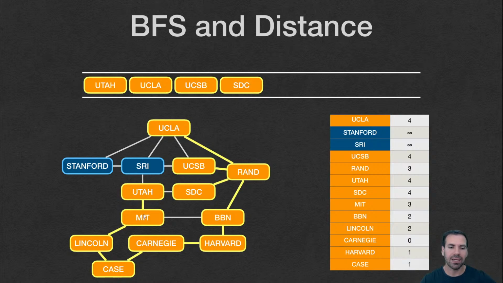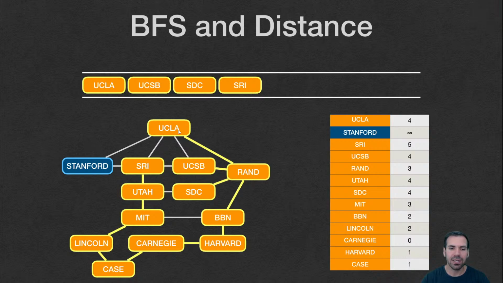Utah, we're going to explore, check MIT, already explored, don't do anything. Check SDC, already explored, do nothing. We find SRI, and this is how we break that 3-way tie, who's fighting over SRI. Well, Utah made it in the queue first because MIT made it in the queue before Rand, because Lincoln made it in the queue before BBN, because Case made it in the queue before Harvard, because Carnegie's adjacency list had Case before Harvard. So they had really cascading effects to get us this path to SRI. So Utah is going to explore SRI, mark it as explored, NQ it, set its distance to 5, Utah's distance plus 1.